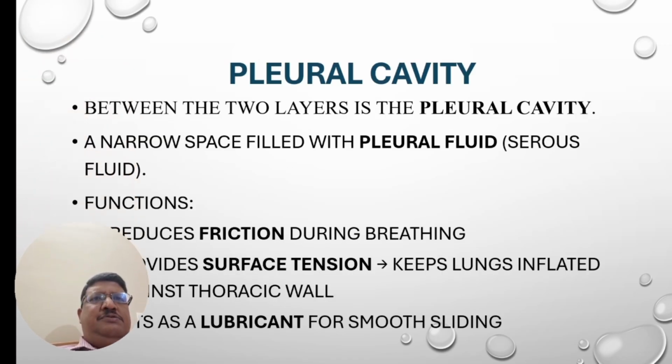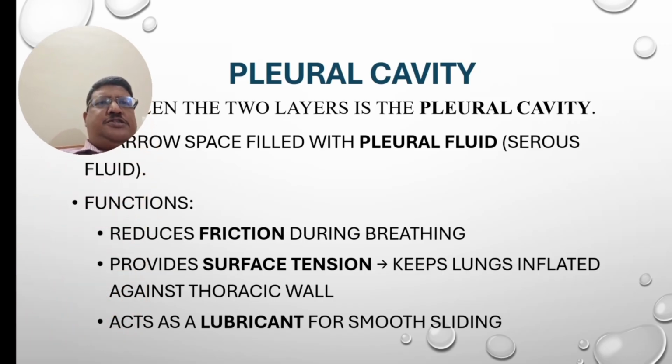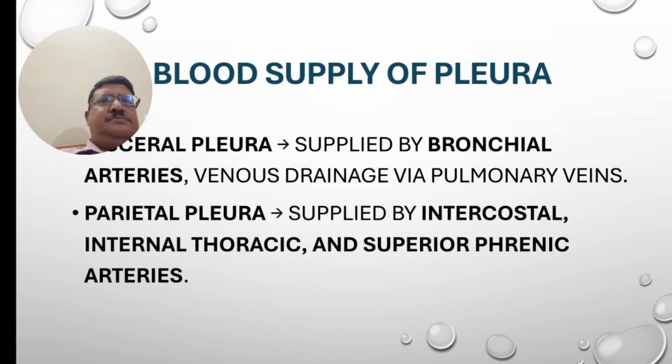Pleural cavity: between the two layers is the pleural cavity, a narrow space filled with pleural fluid, that is serous fluid. Function: reduces friction during breathing, provides surface tension, keeps lungs inflated against the thoracic wall, and acts as a lubricant for smooth sliding.